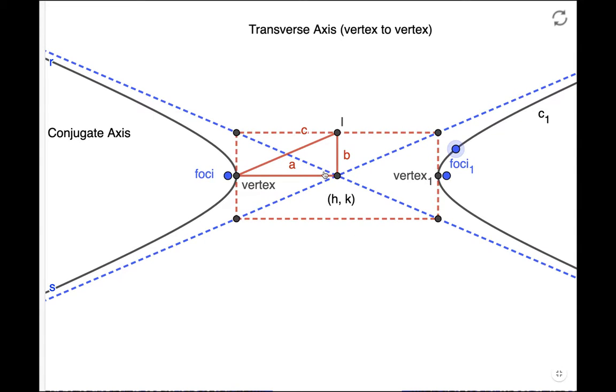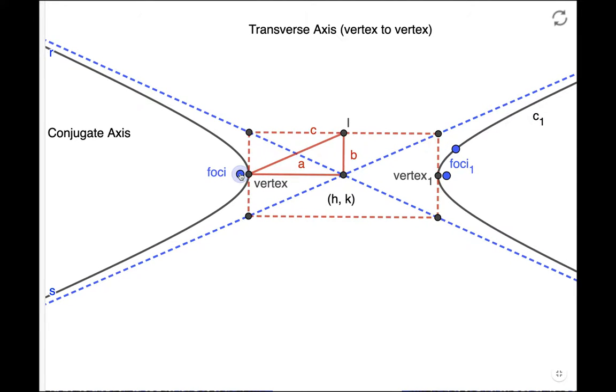Now, let's talk about our values a, b, and c. a is the length from the center of this rectangle, or the midpoint between the two vertices of our hyperbola, to a vertex. That's the distance a, or half the transverse axis is a. Half the conjugate axis is b. Now, let's figure out how to find a and b so we can also find c.